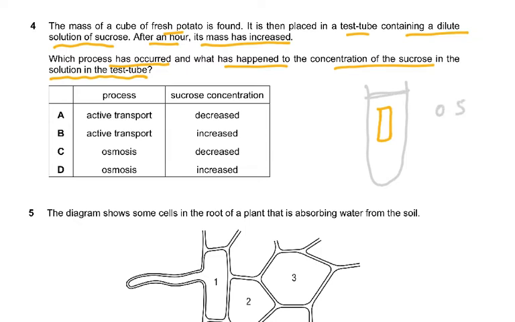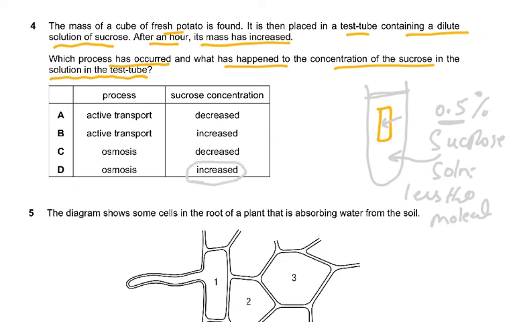So say a 0.5% sucrose solution. Right? Now the mass has increased. So what has happened? The water has gone in. That is why they've told you that the mass of the potato has increased. So from the 0.5% solution, water has moved out, so now it has fewer water molecules. So what will happen to the concentration of it? The concentration of it will increase. So the process is osmosis, and the concentration of the sucrose will increase.